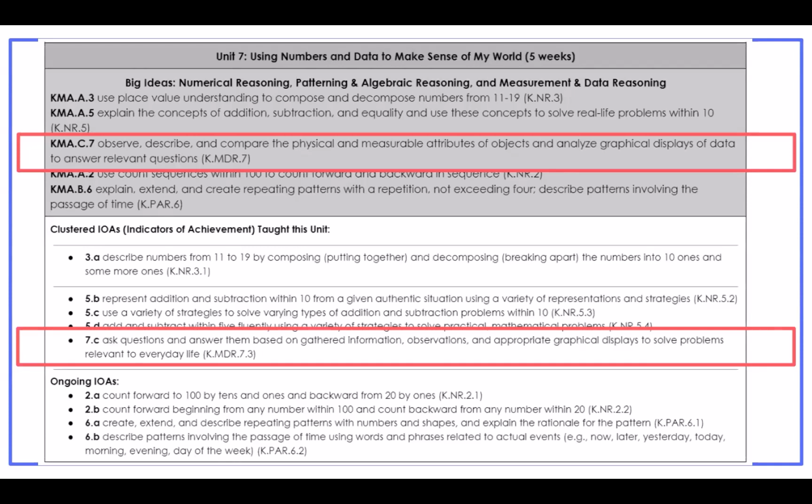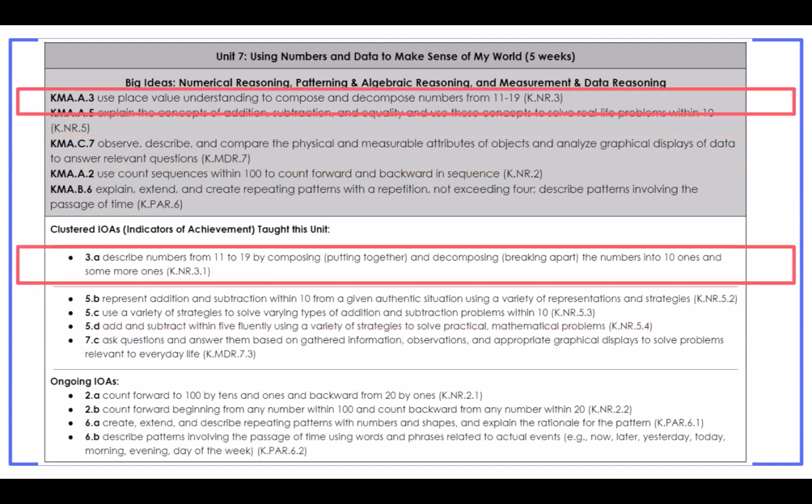We will revisit AKS 7 in this final unit. While this AKS consists of physical and measurable attributes of objects and analyzing graphical displays, our focus in Unit 7 will be on indicator 7.C. The goal is to use mathematics to make sense of the world around them by asking questions that they care about and collecting, gathering, and interpreting data to answer those questions. Students display their data using objects and pictures. Students should be able to use friendly language to explain their data and answer the overall question.